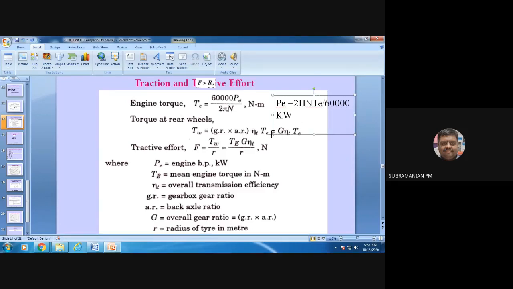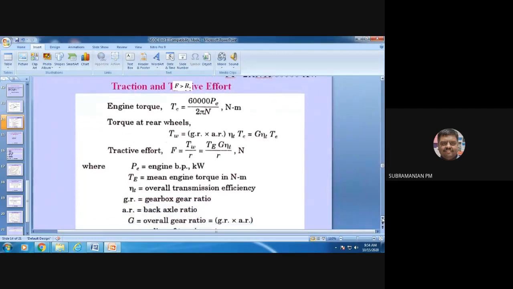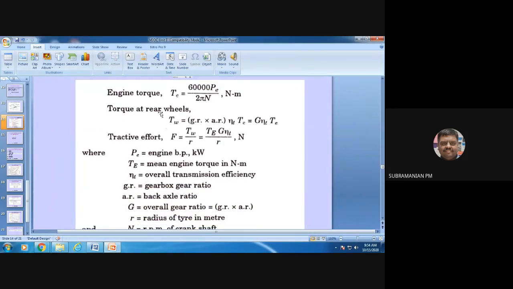Now see, this one I will keep there. So how much torque will be available at the rear wheels? I'm getting an engine torque of this much value. How far am I going to take this torque to the road wheels? First of all, you put in the engine torque, the entire torque is going. Then think how much it will be reduced. I have to consider transmission efficiency. See, the gear ratio will increase the engine torque, whereas transmission efficiency will decrease it because of friction. So my engine torque is 100 Newton meter.